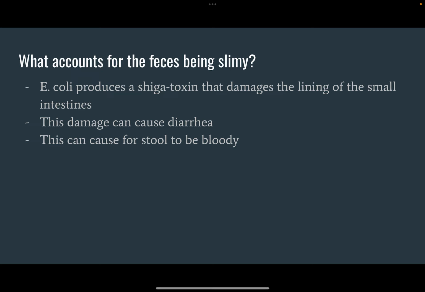What accounts for the feces being slimy? So E. coli produces a Shiga toxin that damages the lining of the small intestines, and this damage can cause diarrhea, and it can also cause the stool to be bloody since it did damage the lining of the intestine. And because it is bloody, it'll be more slimy.